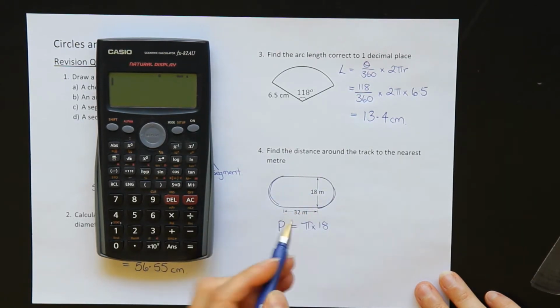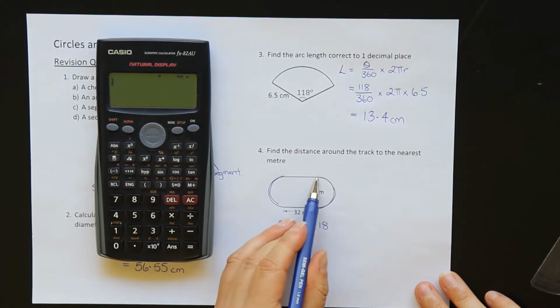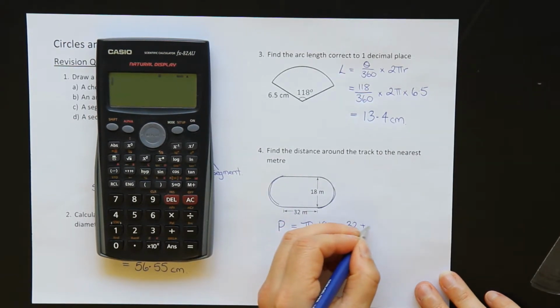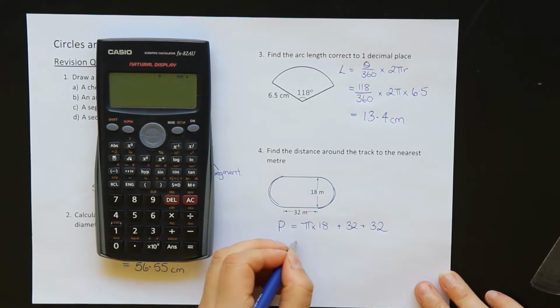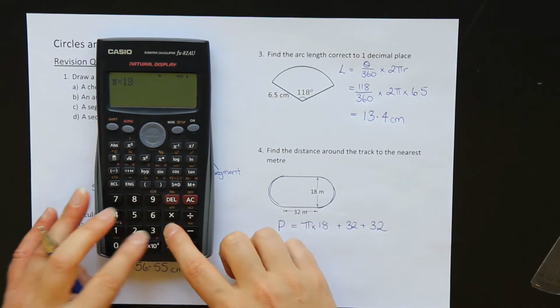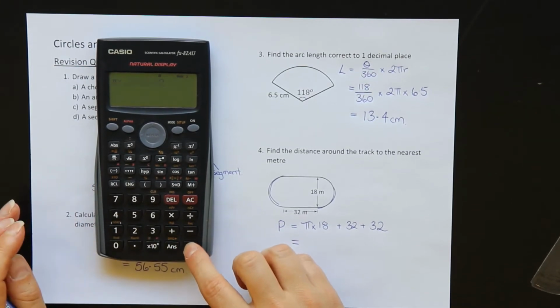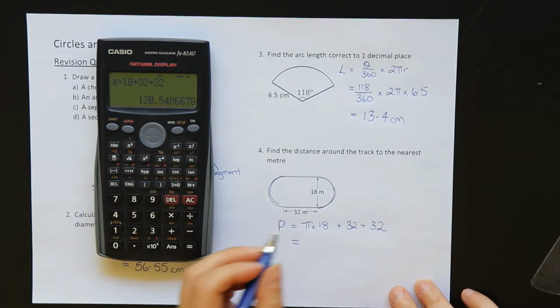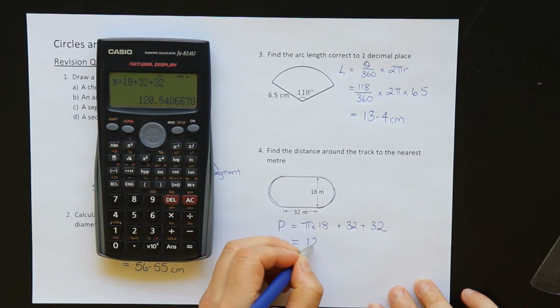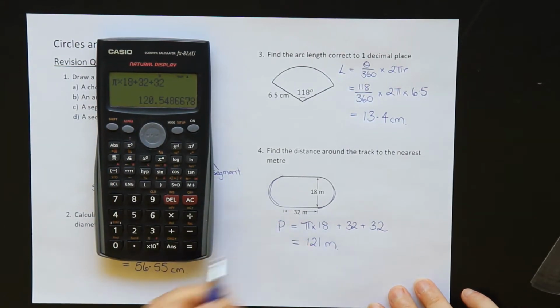But to get the whole distance, I also have to add on the straight sides. So I have to add on 32 and another one. Okay, on the calculator, pi times 18 plus 32 plus 32. It says to the nearest meter, so I'll have to round that up to be 121 meters.